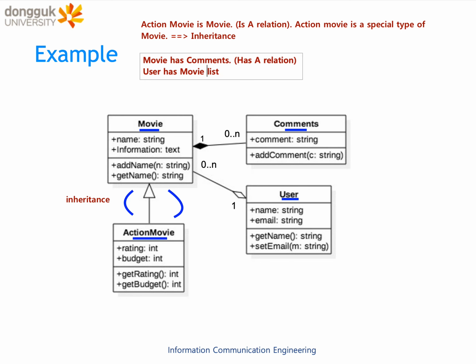Each user has a movie list. So this also has a relationship. Look at this. In this case, when a movie is deleted, then their comment will be deleted.